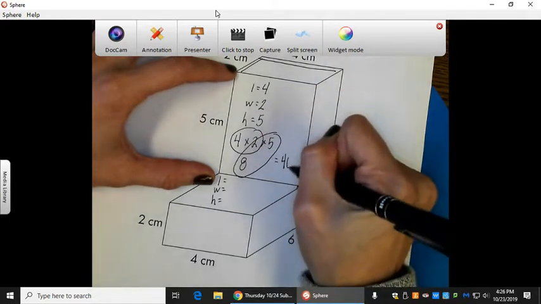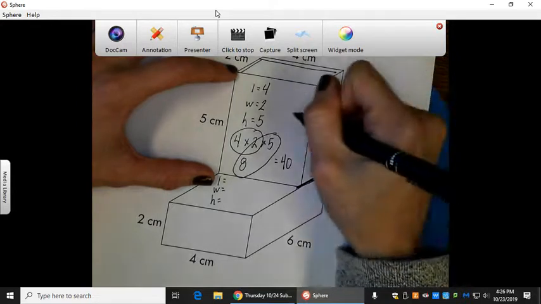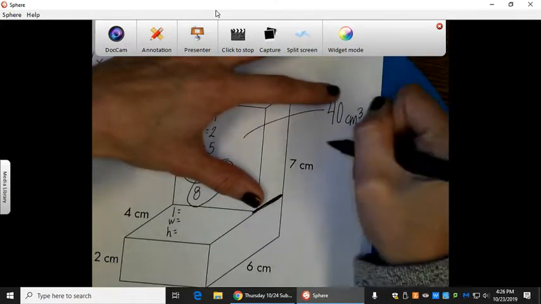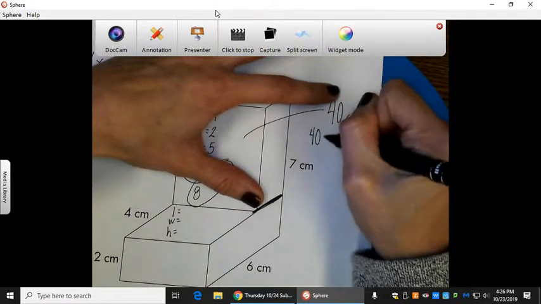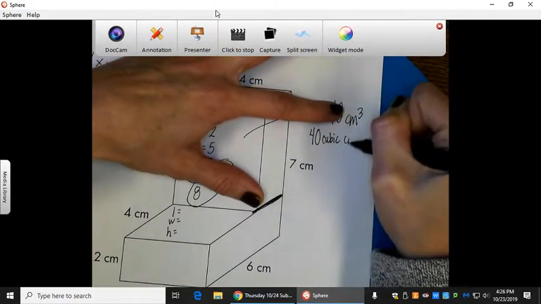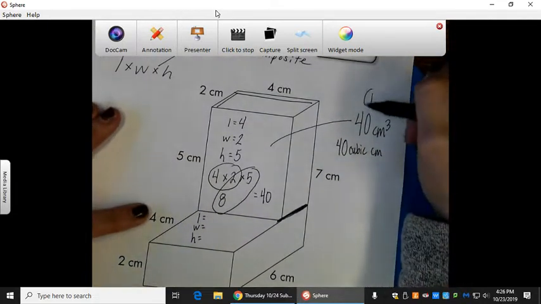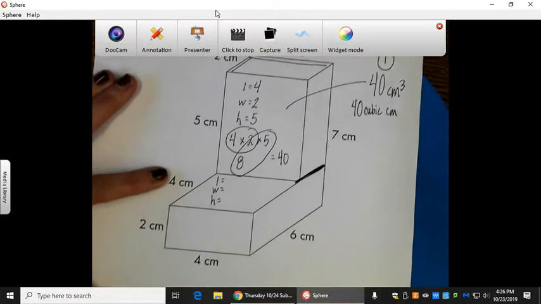Now, not just 40. A lot of you write that. It's not just 40. It's 40 centimeters cubed, or another way to write it is 40 cubic centimeters. Okay, so please make sure that that is the volume of part 1. It's kind of like a partial volume.